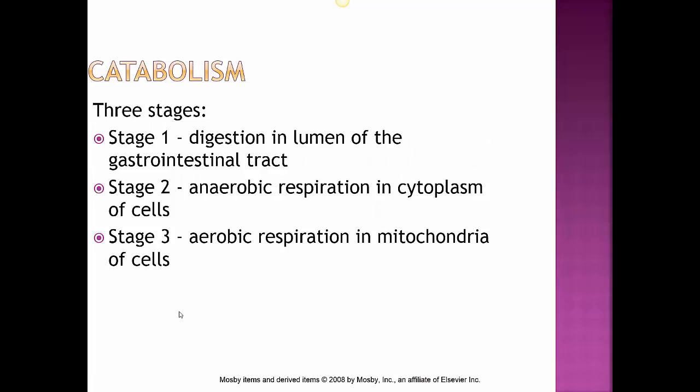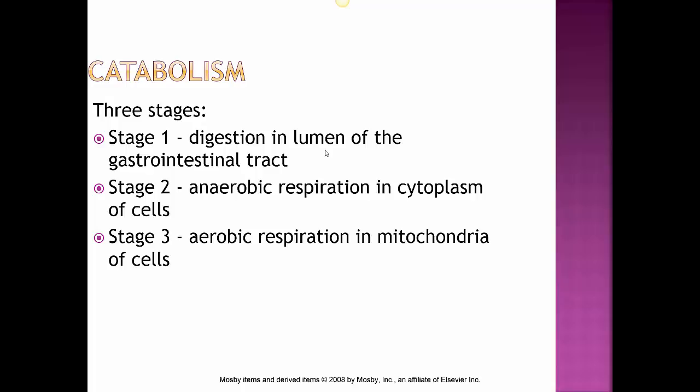Catabolism has 3 stages. The first part happens within the digestive tract, where food is broken down. That's stage 1 of catabolic metabolism. The food is chewed up, passes through the stomach, the small intestine, and the large intestine, and is broken down into smaller parts, absorbed and brought into the body.